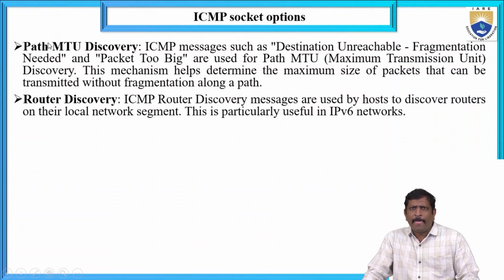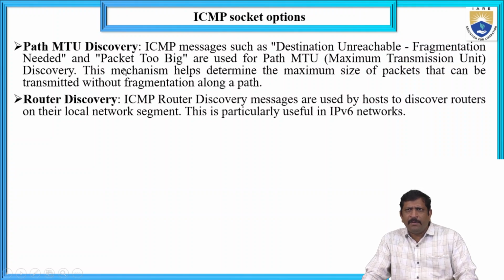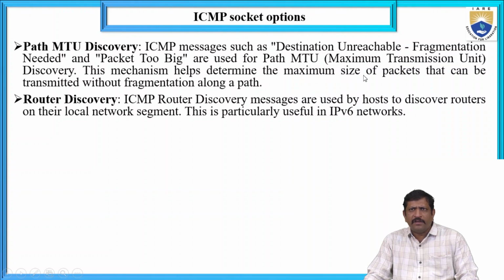That means path MTU discovery, that is, maximum transmission unit discovery, which identifies the maximum transmission unit. ICMP messages such as destination unreachable, fragmentation needed, and packet too big are used for the path MTU discovery.